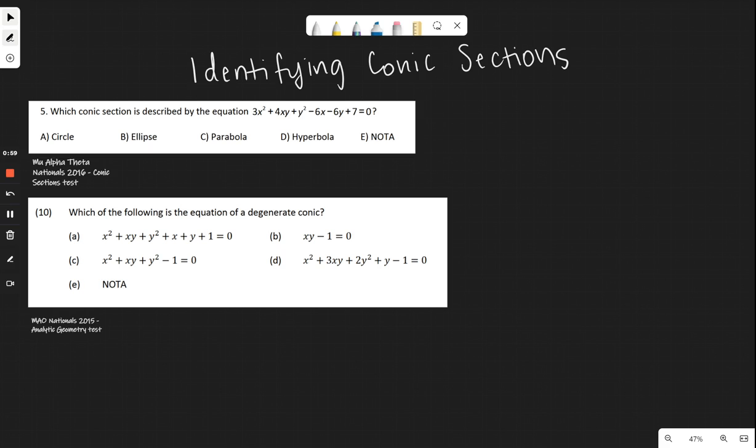First, it's always good to identify whether the equation is degenerate, because there's no point knowing whether it's an ellipse or parabola or hyperbola if it's just degenerate anyways. Like if it asks you what conic is described, you want to see if it's degenerate first, right?